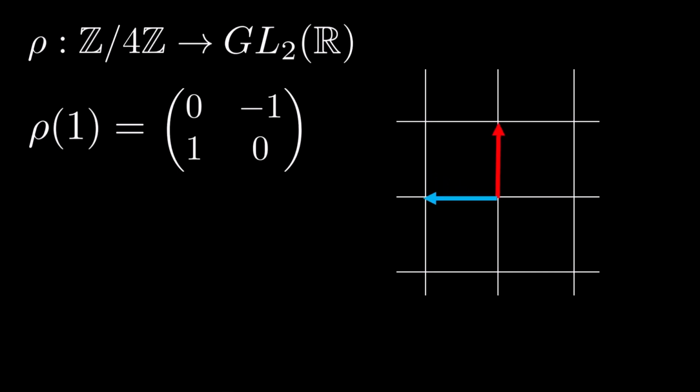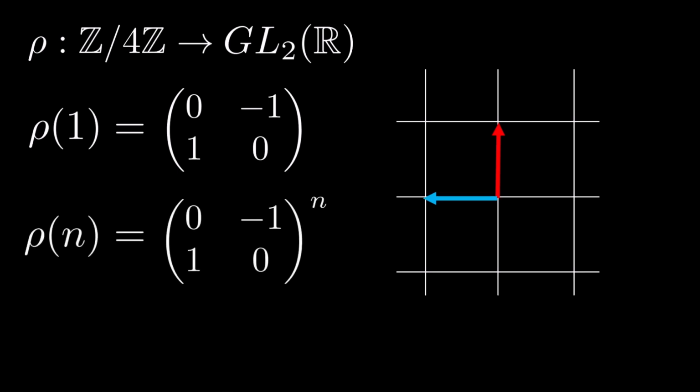Now, because of this being a homomorphism, this actually fully determines all the other matrices. The same way we'd add 1 twice to get the number 2, we can multiply the matrix for 1 by itself to get the representation for 2. In this way, we already know the representation of any number n. We simply take the matrix for 1 and multiply it by itself n times. What results is n 90-degree rotations of the plane for whatever our number n is.